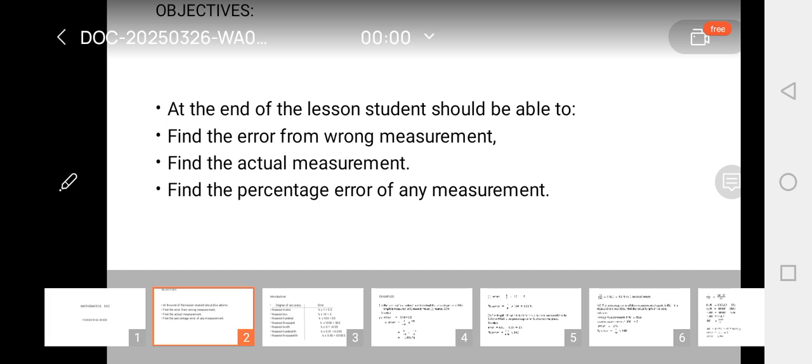Error from wrong measurement. You should be able to find the actual measurement and also to find the percentage error of any measurement. Error is different from percentage error. Percentage error is when the error is based on percentage.